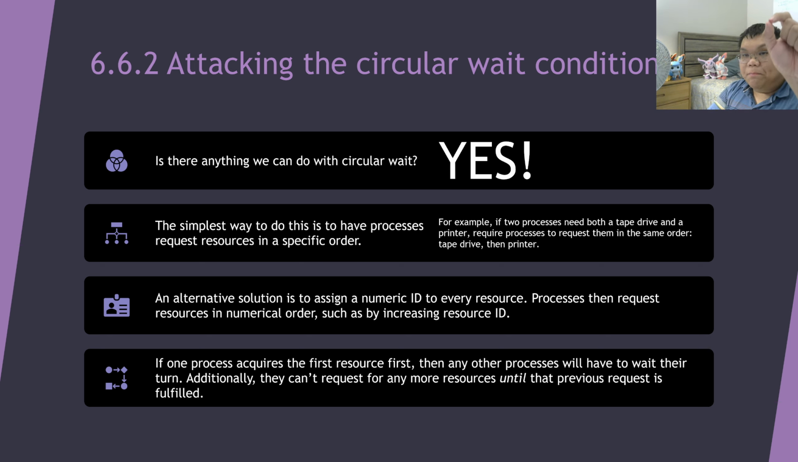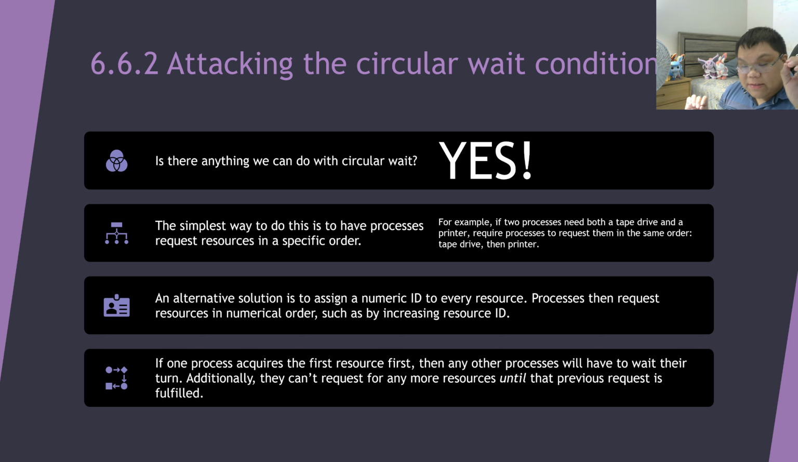If one process asks for the printer and then the tape drive, and the other one asks for the tape drive and then the printer, both processes get their first resources, but then they deadlock when they ask for their second resource. An alternative is to assign a numeric ID to every resource, and then enforce the following rule. Processes must request resources in numerical order, such as by increasing resource ID. If one process acquires the first resource first, then any other process will have to wait their turn. Additionally, they can't request any more resources until that previous request is fulfilled.